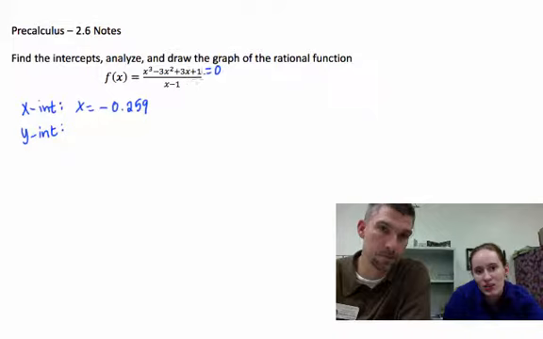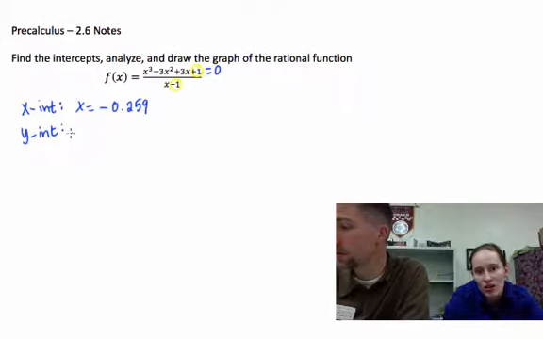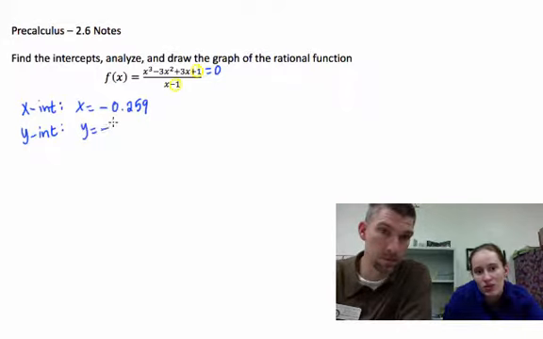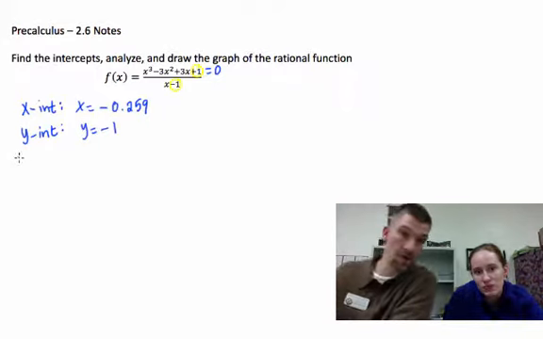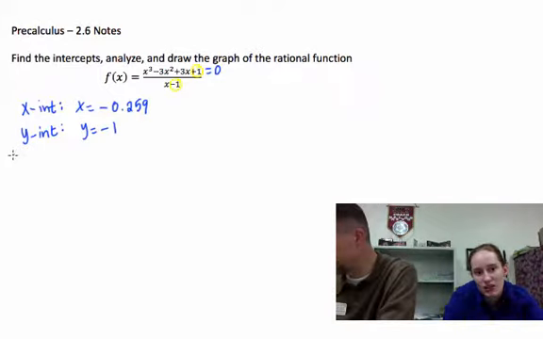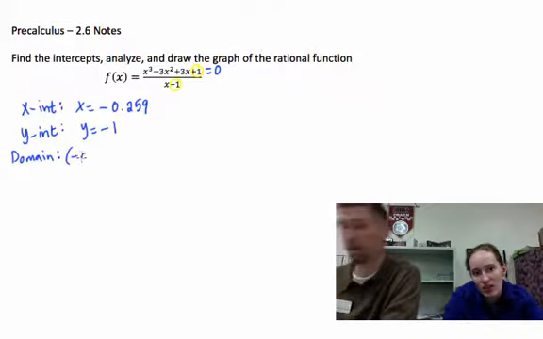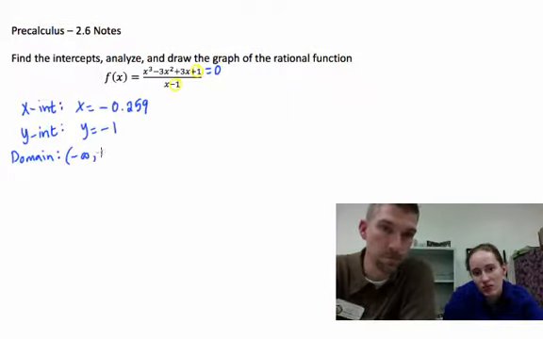Everywhere the X is, I put a 0, which is going to leave me over here with 1 over -1. Yeah, 1 over -1, because everything else is going to cancel out, which means that y equals -1 is our Y-intercept. That's what it looks like on the graph too. Analyze. So we've already got our graph up because we had to have it for the X-intercept. Our domain, well, we know there's going to be a vertical asymptote at x equals 1, so our domain is everything except for that, right?